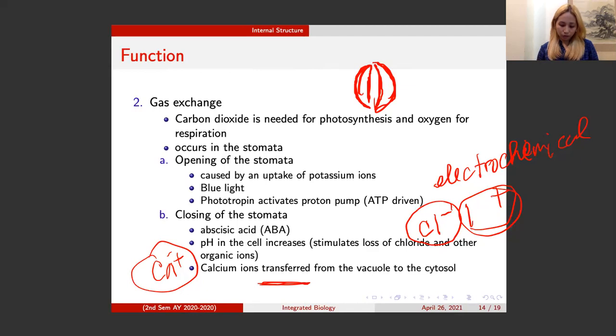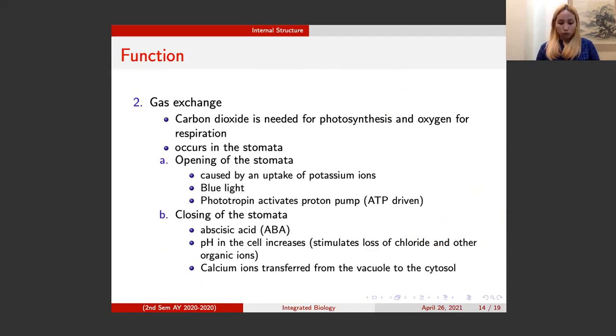Okay. So the potassium will leave, and the calcium will leave. Now, there are fewer solutes, right? Inside the stomates. And that will now cause the closing of the stomata. Okay. So, gas exchange now happens with the help of all these opening and closing of the stomates.